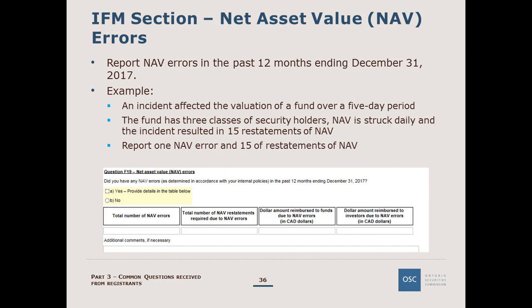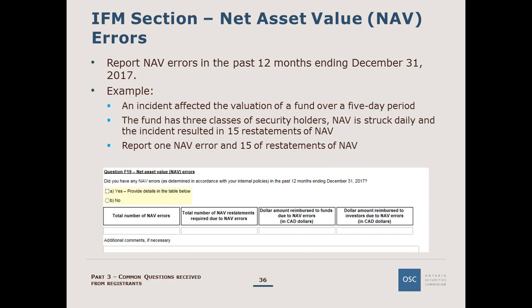Another question I need to highlight to you today is question F19, which is asking you to report net asset value errors in the past 12 months ending December 31st, 2017. This is a question that we get many inquiries on. I think the easiest way to explain this question is to provide a practical example for you. The example scenario is detailed on the slide and how it should be reported.